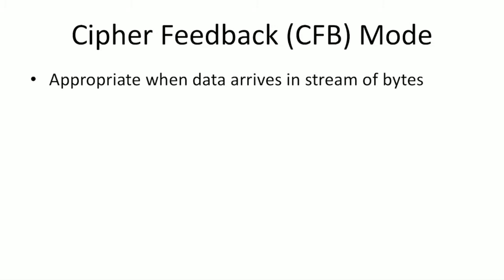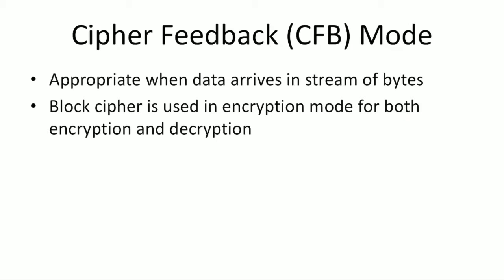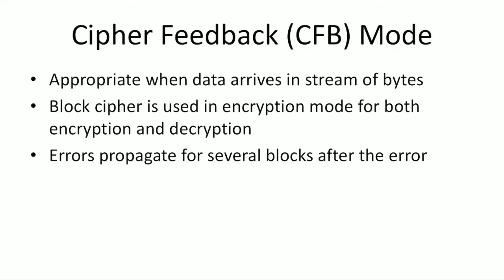Just like the OFB mode, the CFB mode is used when the data arrives in a stream of bytes. Also, just like in OFB mode, the block cipher is used in encryption mode for both encryption and decryption, since it is only used to generate a keystream block. However, here the keystream generation steps cannot be computed in advance because of the ciphertext chaining. And because of the ciphertext chaining, if there is an error in one plaintext or ciphertext block, it is going to impact the subsequent blocks.